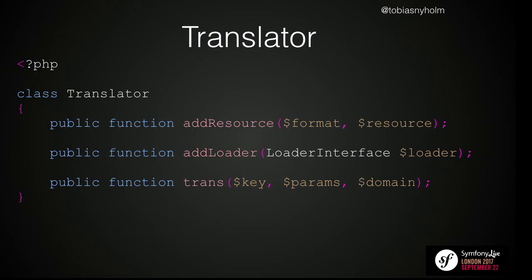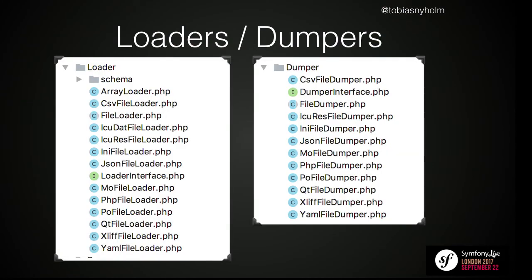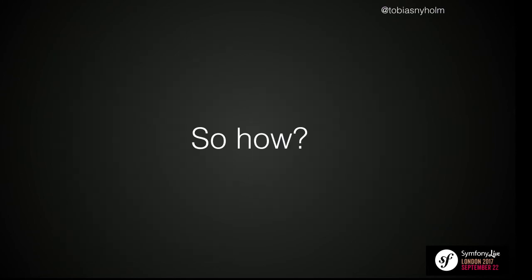And also, the component contains an extractor that looks at your source code, extracting translations and writing them back. And the loaders and dumpers, there are plenty of them, because we want to support different formats like YAML, XLIFF, CSV, PO. It's plenty. So this is a quick overview of how the translation component works.